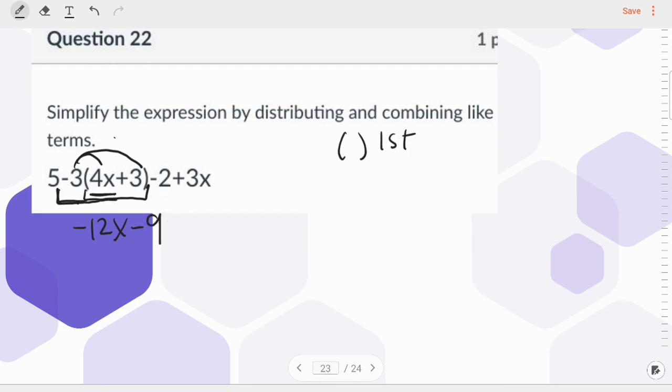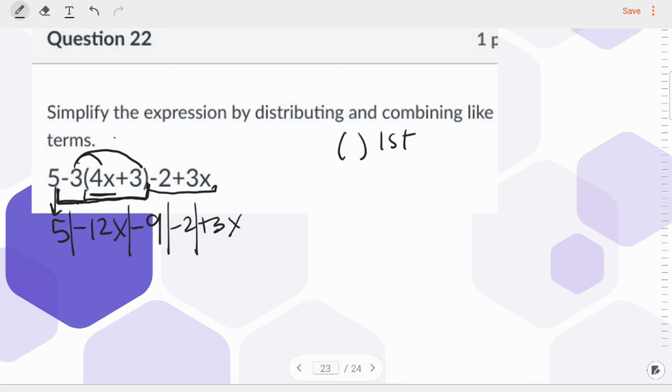Now that I have this big chunk taken care of, I'm going to bring everything else down. So I'm bringing down the 5 in front of the minus sign. I'm going to bring down this minus 2 plus 3x. Now that my parentheses are gone, we're going to separate out our terms. 5, snip, negative 12x. And you get the idea.